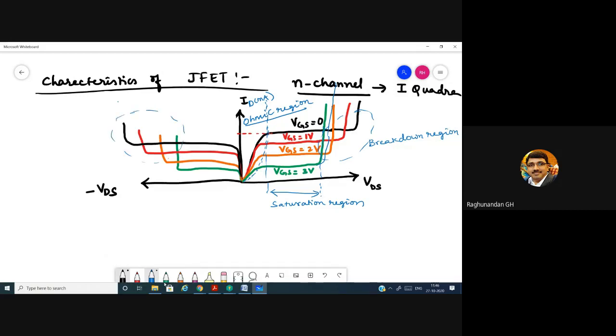This is the breakdown region, this is the saturation region and this is the ohmic region. These are the three regions of operation and this is the drain characteristics. The same story you have to explain for this one, but this is for P channel and this is for N channel. N channel first quadrant, P channel second quadrant. Okay. After this, we have transfer characteristics. That we can do in the next class.